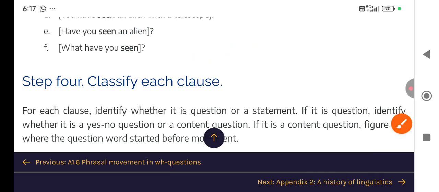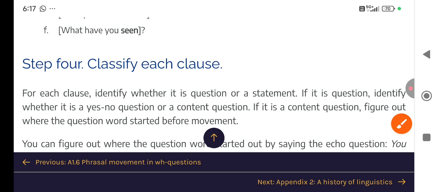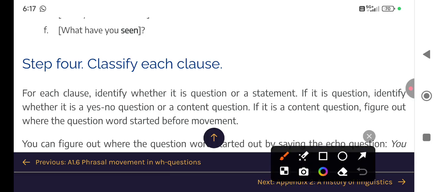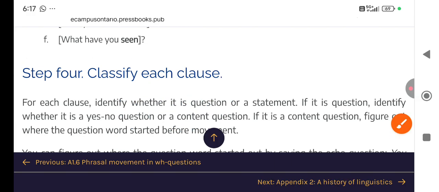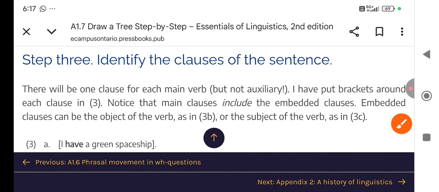Okay. Now, what have you seen? So here is a question. What have you seen? The answer is not given here, but that's have you seen. So that is the subject and verb. And the question starts with W. So here there is no object.